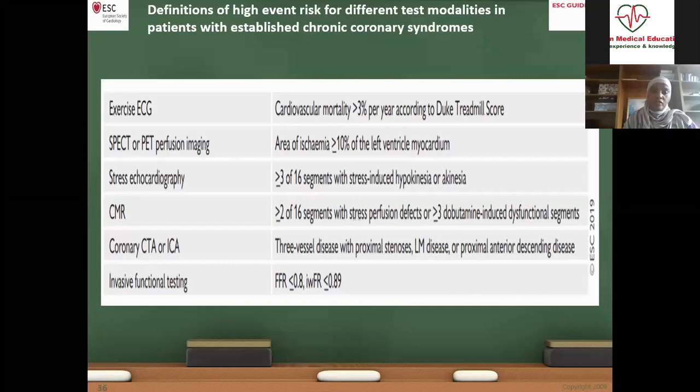For coronary cardiac CT angiography, if you find three vessel disease with proximal stenosis, or left main disease, or proximal left anterior descending disease, those patients are high risk, and they should be referred for consideration of invasive coronary angiography and probable revascularization. For the invasive functional testing, if you're in the interventional lab, what is a significant figure for FFR? It's 0.8 or less, and iFR is 0.89 or less. So these are important for identifying the high-risk patients when we send a patient for invasive testing or even functional testing with invasive angiography. Next.